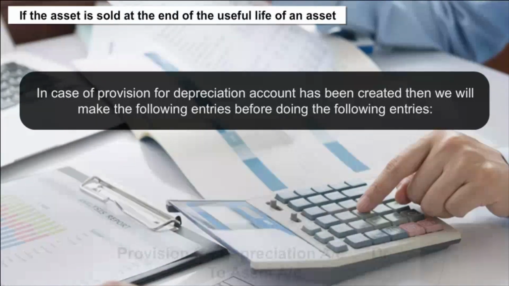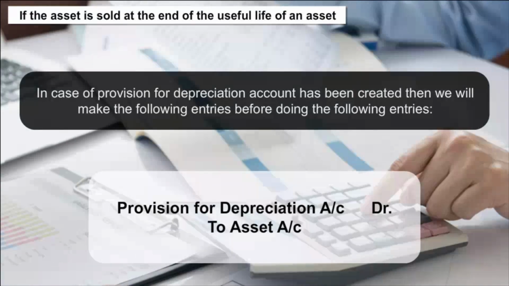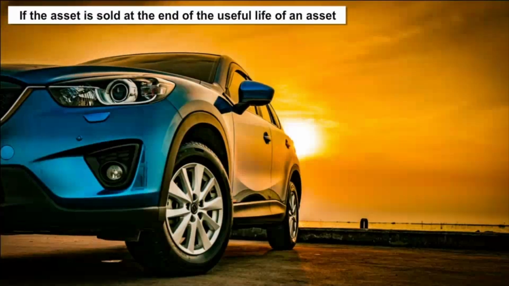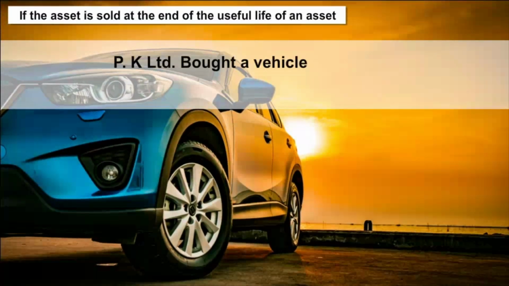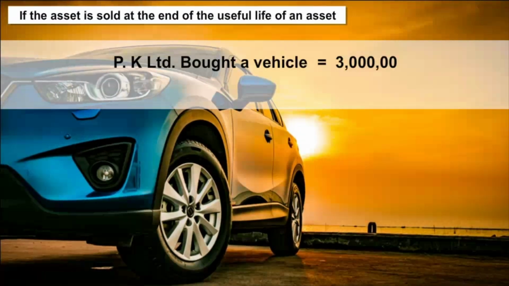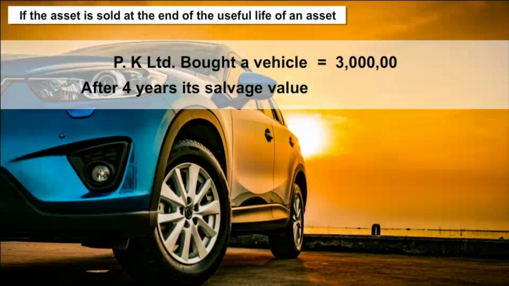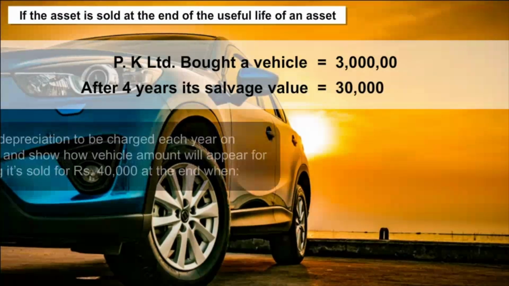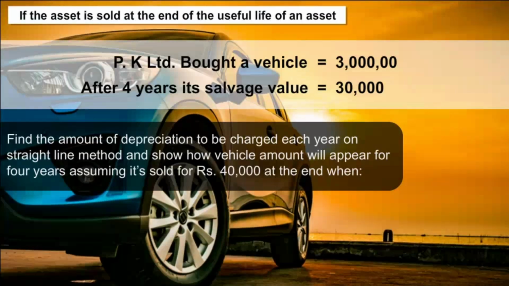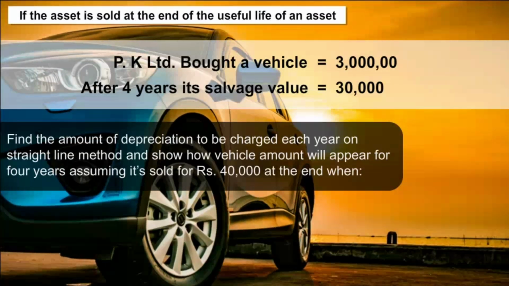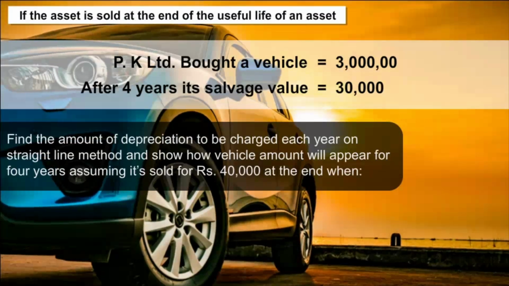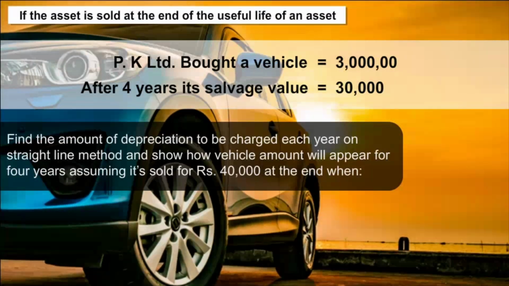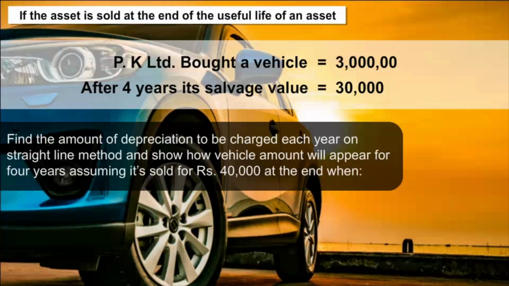Provision of depreciation account, debit to asset account. For example, PK Limited bought a vehicle for 3 lakh rupees. After 4 years, its salvage value is estimated at 30,000. Find the amount of depreciation to be charged each year on the straight line method and show how the vehicle amount will appear for 4 years, assuming it's sold for 40,000 at the end.